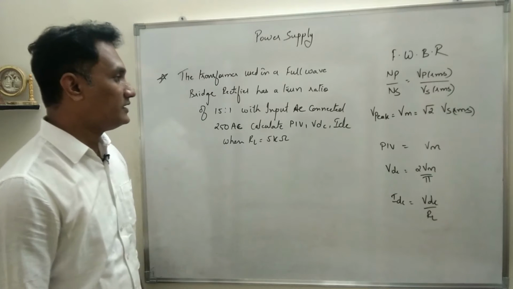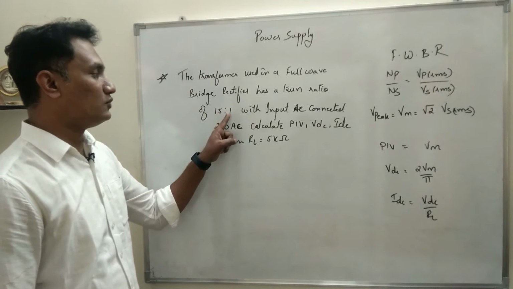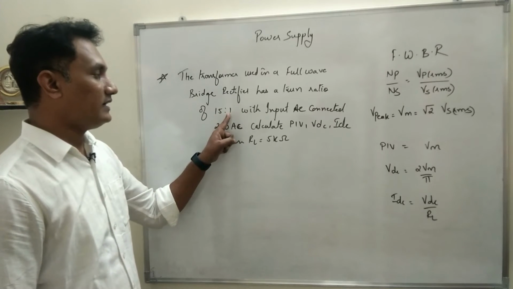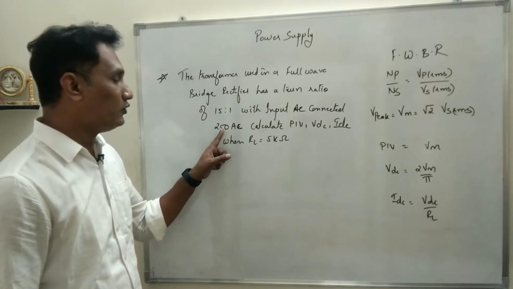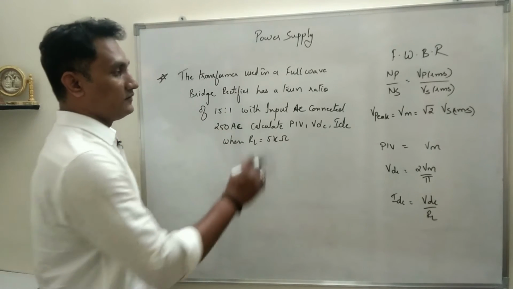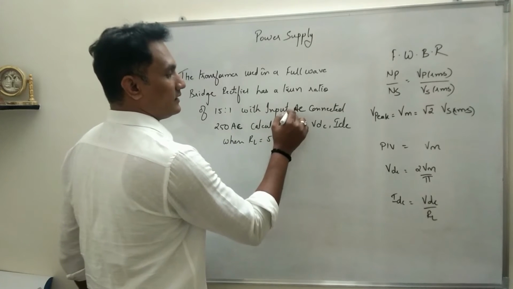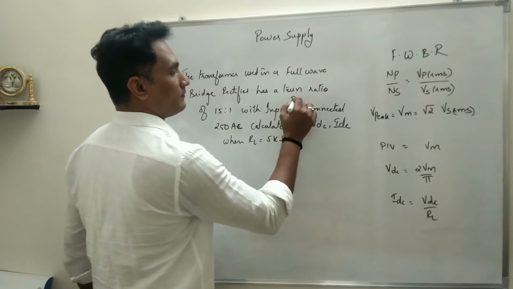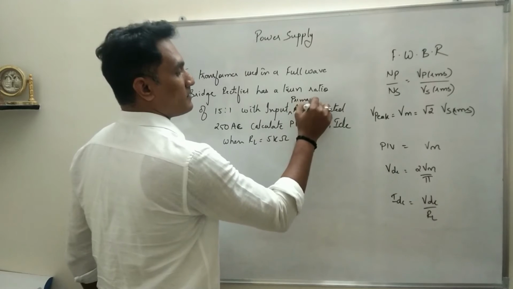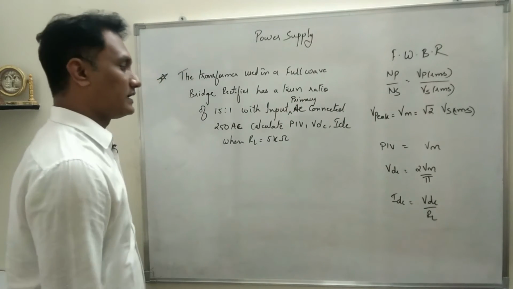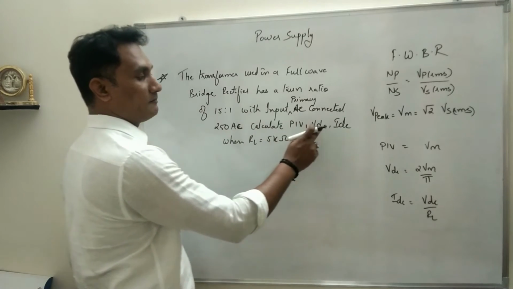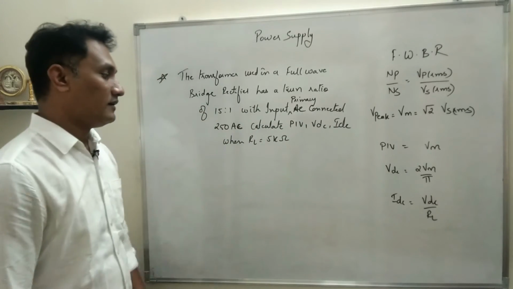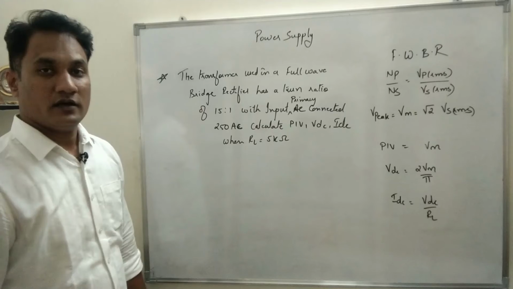So what has been given? Turn ratio is given as 15:1, NP upon NS, right? Then VP RMS is given, that is the primary voltage. The primary is connected to the input, 250 volt AC. Now we have to calculate PIV, VDC, IDC when the value of RL is equal to 5 kilo ohm.